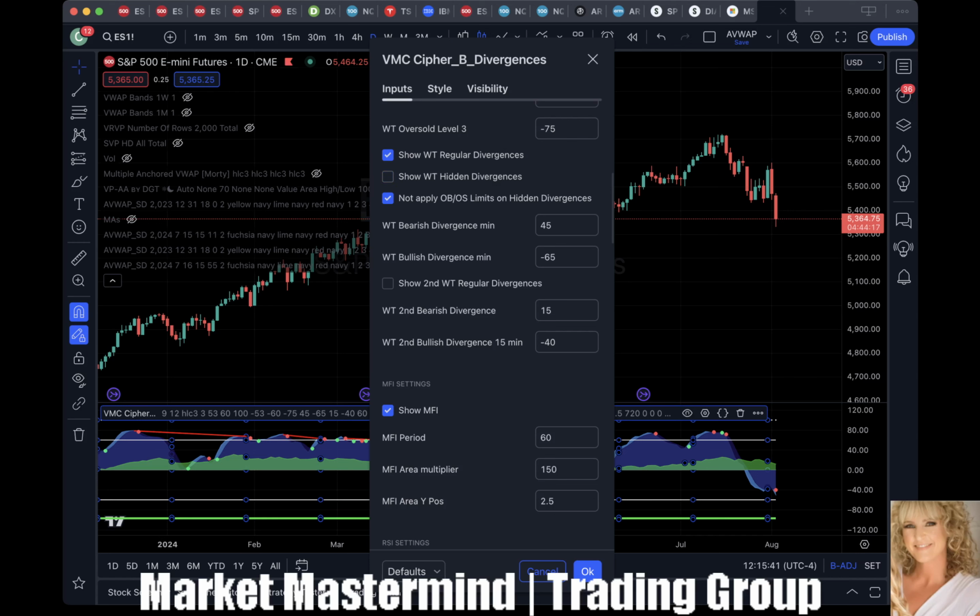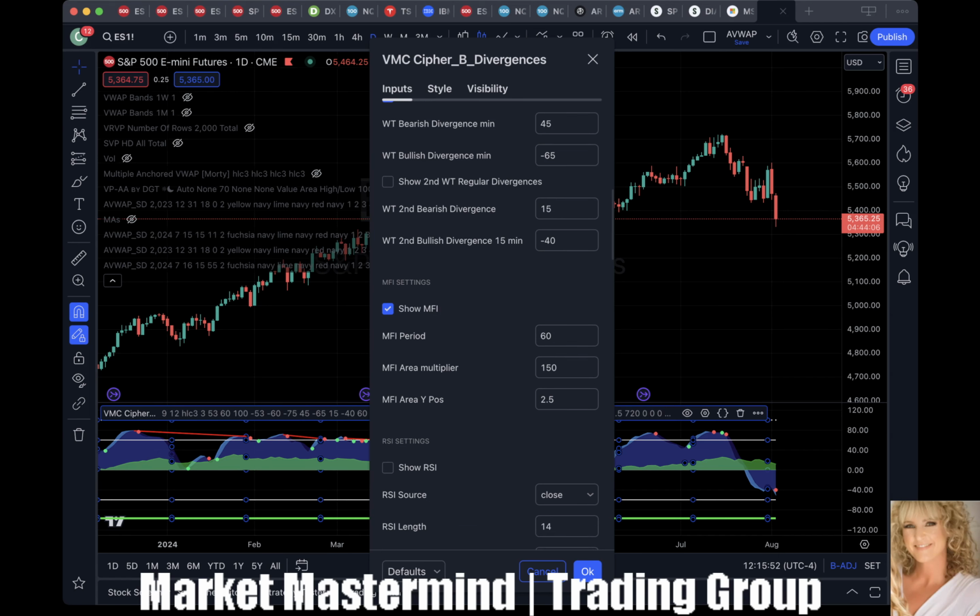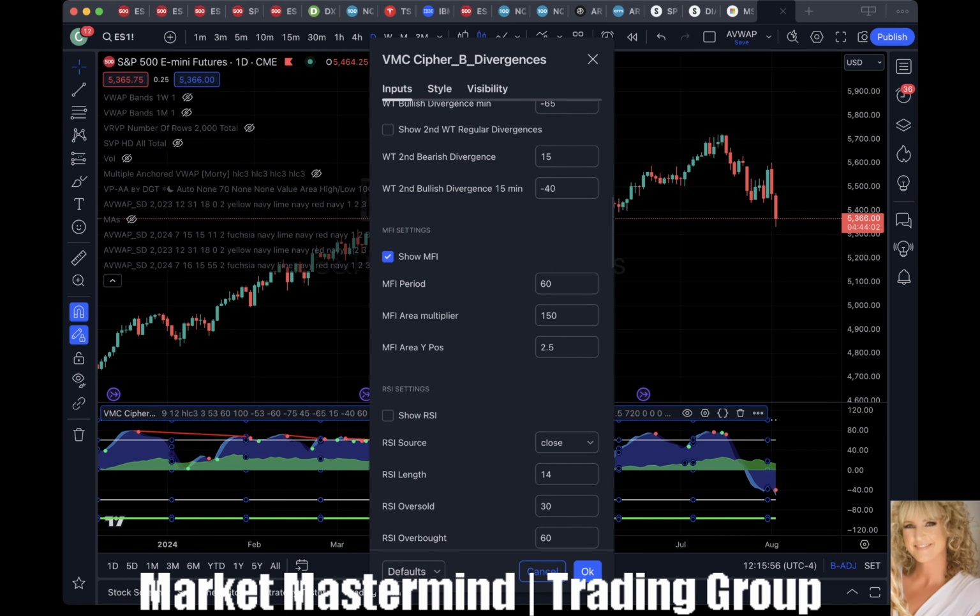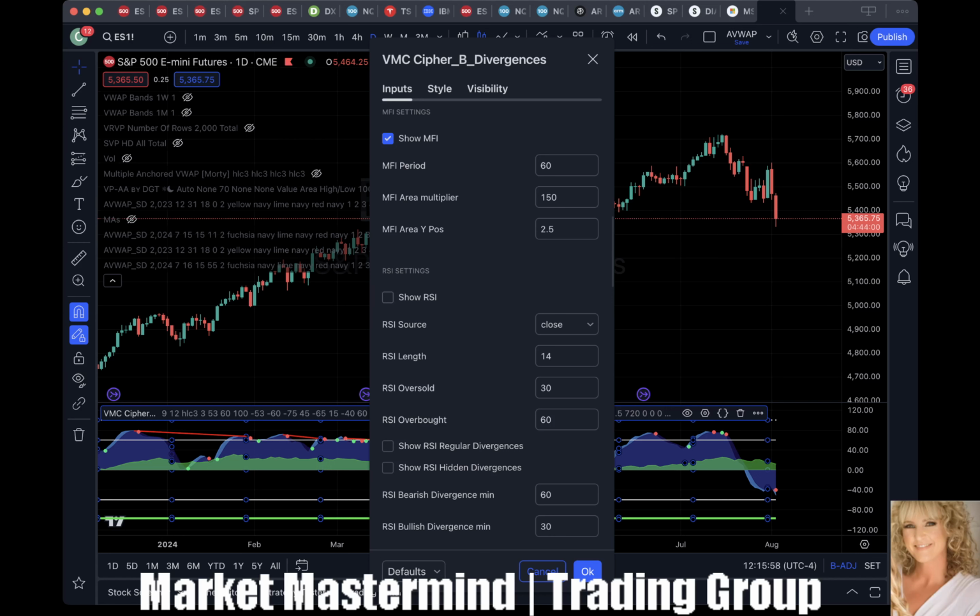The hidden divergence, there's nothing showing right now, but I go ahead and leave those on. And I do not want to apply the OB and OS limits to the hidden divergences. So I have all of those selected. Numbers stay the same through here. We've got show MiFi on. I turn off RSI. I'm going to go ahead and click it on so you can see what that looks like.